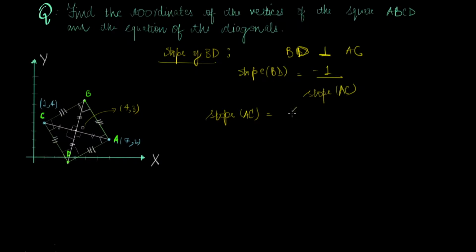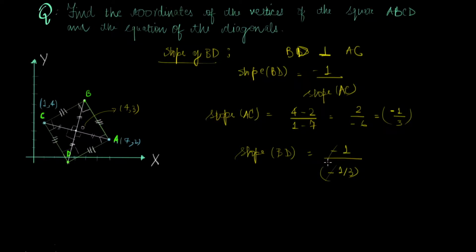Let me take 4 minus 2 in that order, and in the denominator, the difference in the x-coordinates, so that would be 1 minus 7. Well, 4 minus 2 is 2, and 1 minus 7 is minus 6. That would be minus 1 over 3. Therefore, the slope of BD would be -1 divided by -1/3. Cancel, cancel. 3 goes to the numerator, and we're left with 3. Therefore, the slope is 3. We know the point through which it passes, and now we also know the slope.